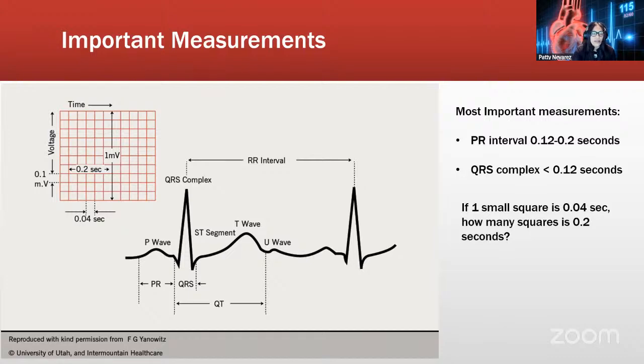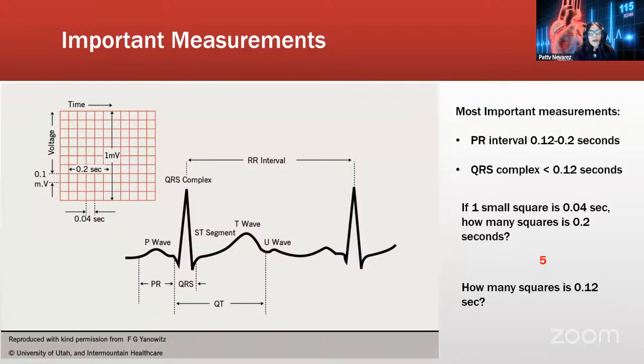I'm going to give you the Wheel of Fortune time. Okay, the answer is going to be 5. This is going to be a key number when we're looking at the PR interval. In normal conduction, our PR interval cannot be longer than 0.2 seconds. Therefore, it cannot be longer than 5 small squares or 1 large square.